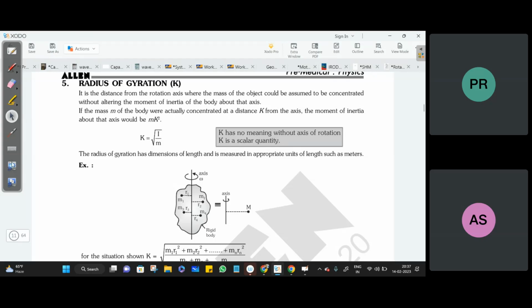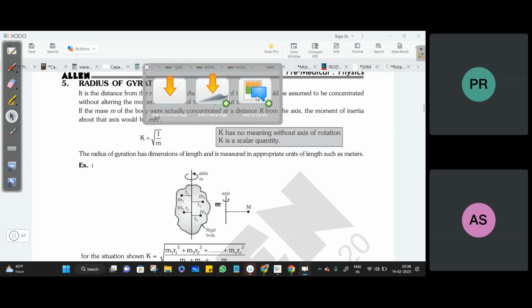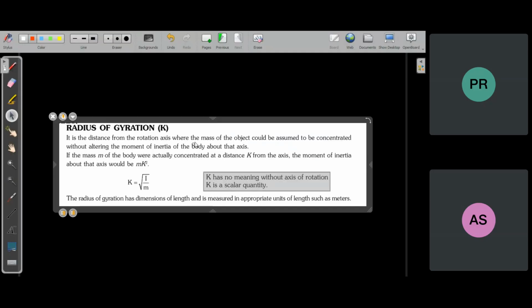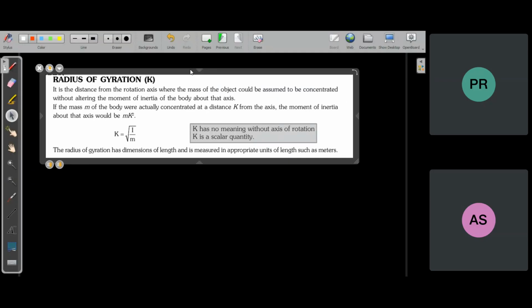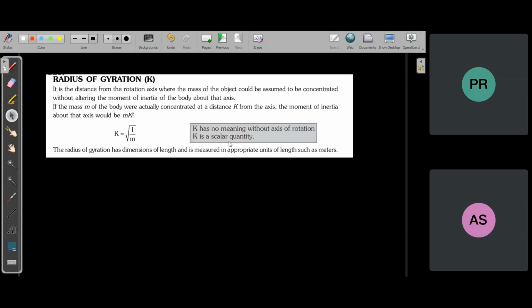Now the next thing is radius of gyration. Radius of gyration is a very simple thing. Suppose that there is a body, and this body is not a particle, it is a body, and it can be any body. It can be a disk, a sphere, anything, any irregular body also.